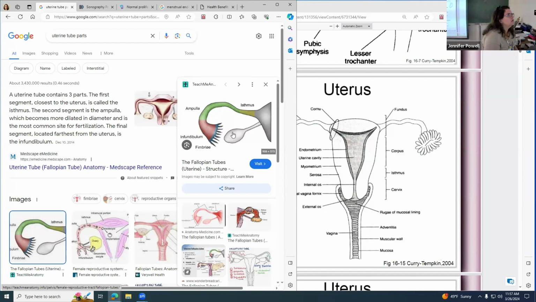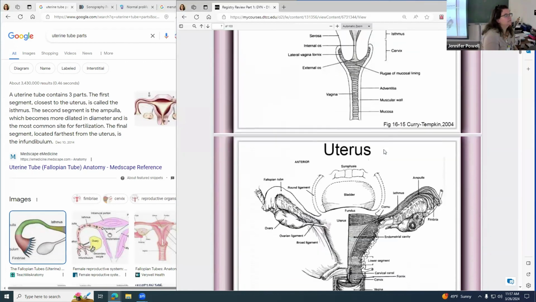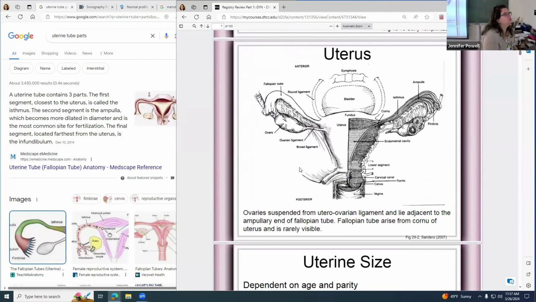And obviously this is the ovary, and this is the ovarian ligament. Here it all is again. This skinny ligament is the ovarian ligament, and then you've got this broad area that covers all of this, and it goes way up here. That's the broad ligament.